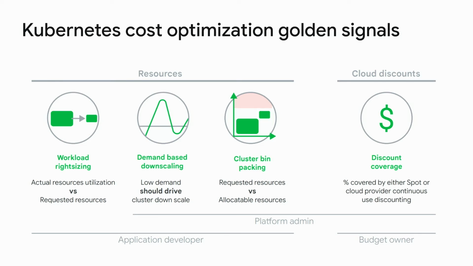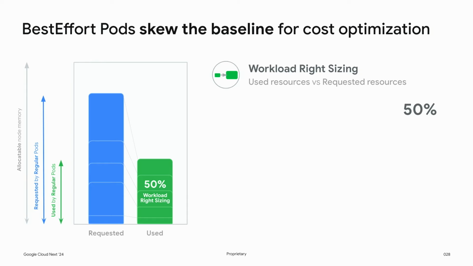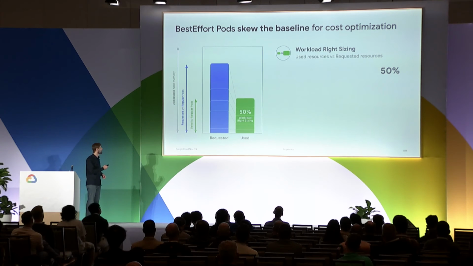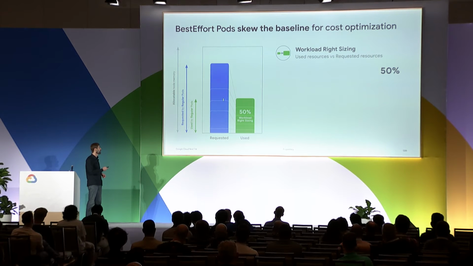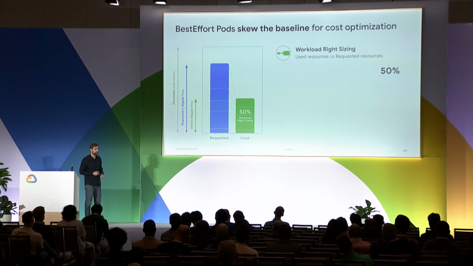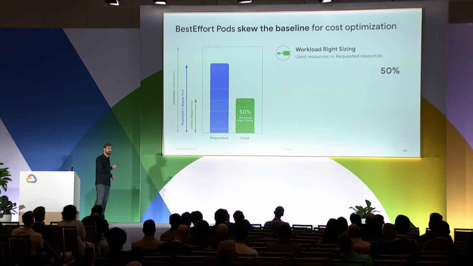through some scenarios. First, I'm going to show the workload right-sizing. So what is the situation, and how do best effort workloads impact workload right-sizing? As you can see, workload right-sizing is basically a matter of checking the used resources compared to what has been requested. If you look at this, as Kent mentioned before, this is a cluster of a single node, just for simplicity, and this is the memory being requested. These are the pods being deployed with the memory being requested. And these are the actual memory being used.